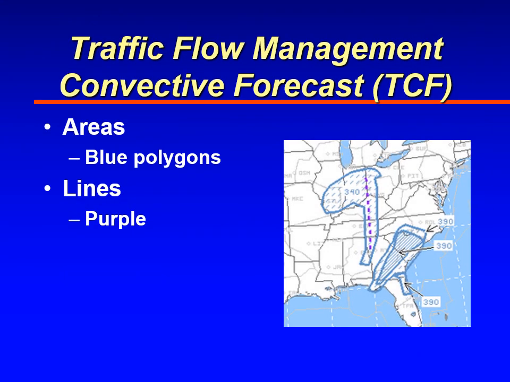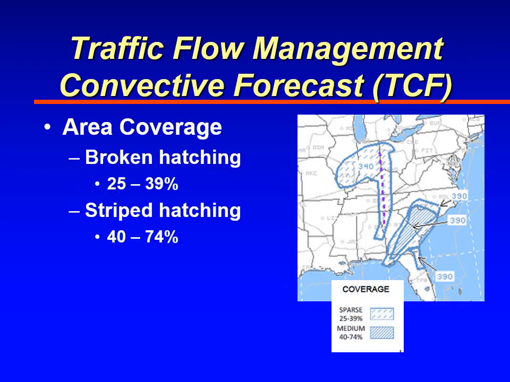So this is what the product looks like. It's basically areas and lines of thunderstorms. Areas are outlined in blue and lines are lines of purple. And then for areas, they shade the area based upon how much coverage in that area they think there's going to be thunderstorms. If you get the kind of very thin dashed lines going through that shading, that shows that it's a broken hatching, which means sparse coverage. 25 to 39% of that area is covered with storms.